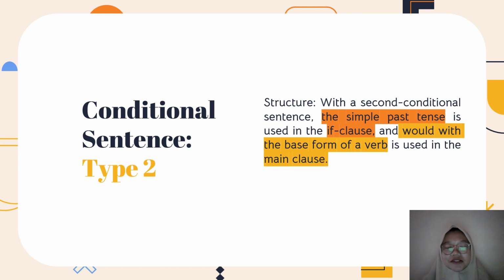Okay, next we're moving on to the next slide. It's about conditional sentence type 2. So here's the structure. With a second conditional sentence, the simple past tense is used in the if clause and would with the base form of a verb is used in the main clause. So the if clause uses simple past tense, subject plus verb 2, and the main clause uses subject plus would plus verb 1 as the base form of a verb.